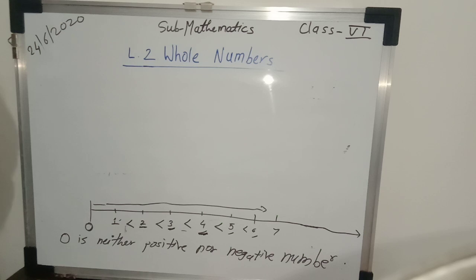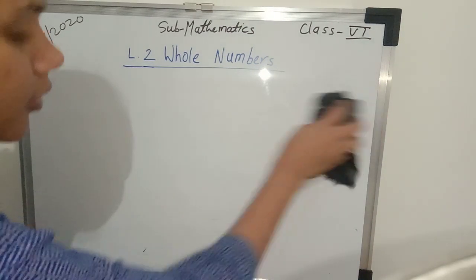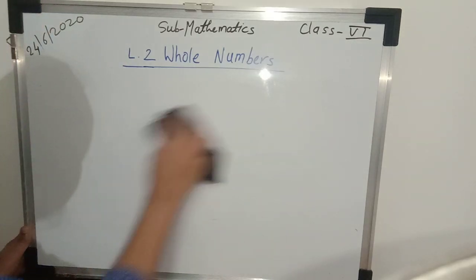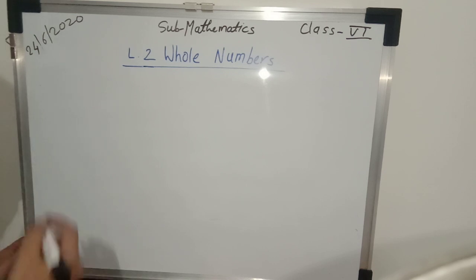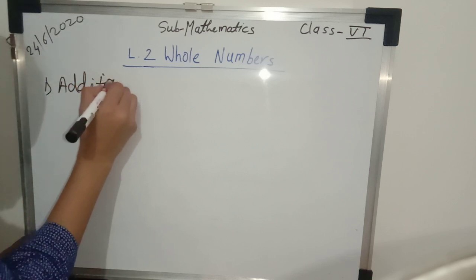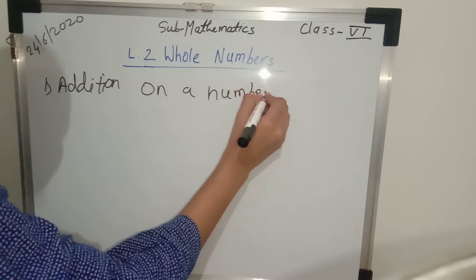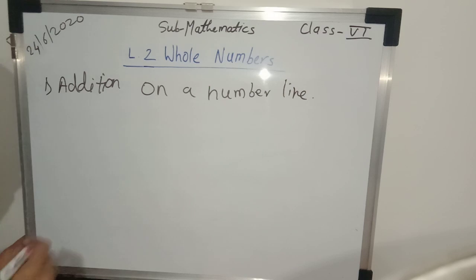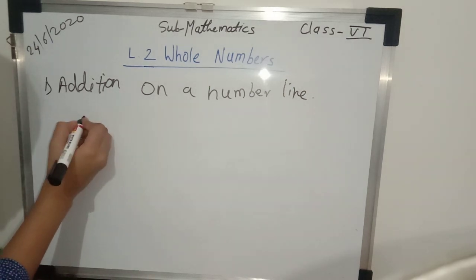Now let's see how to do the addition and subtraction of whole numbers on the number line. How to do the addition and subtraction on a number line. So first we will see addition on a number line. Suppose here we will take addition of whole numbers, which can be shown on the number line.